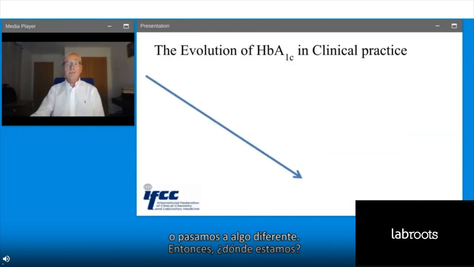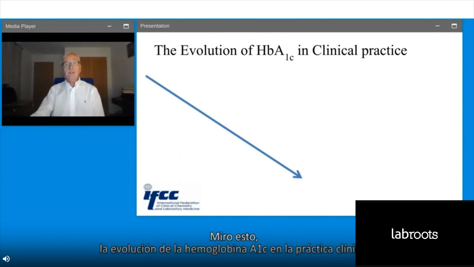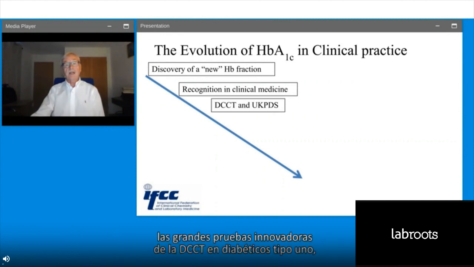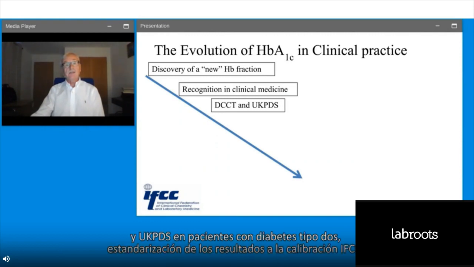So where are we? I look at this, the evolution of hemoglobin A1C in clinical practice. We had the discovery of a new hemoglobin fraction. The recognition of this new fraction in clinical medicine. The large groundbreaking trials of the DCCT in type 1 diabetics and the UK PDS in patients with type 2 diabetes. Standardization of results to the IFCC calibration.